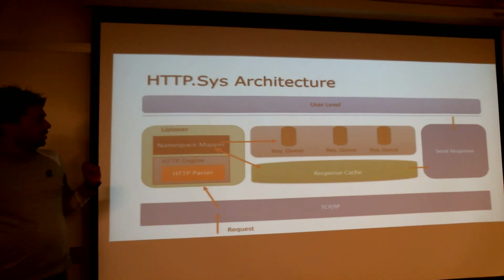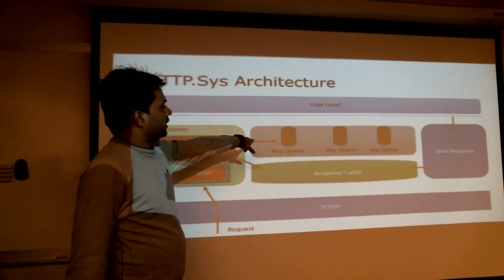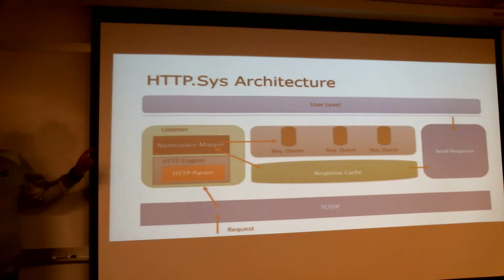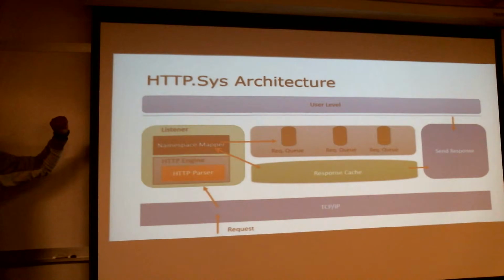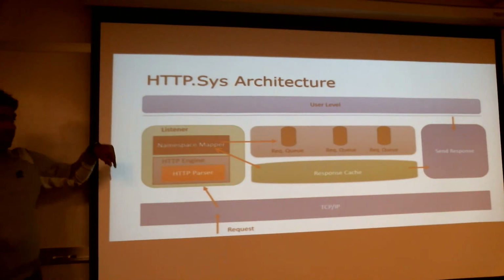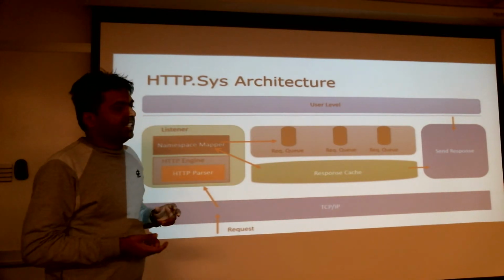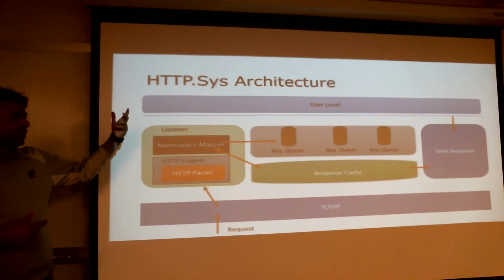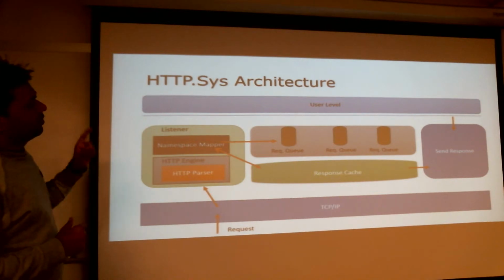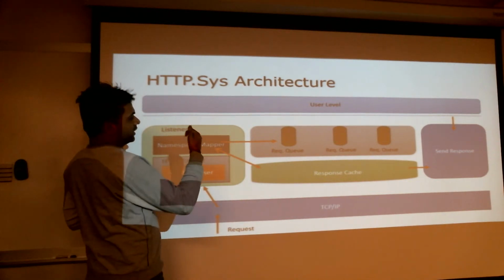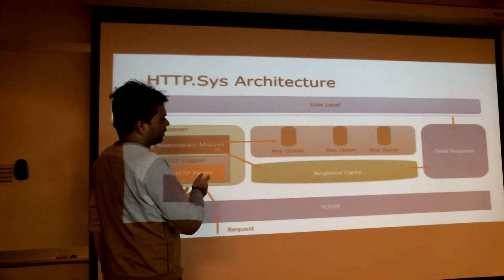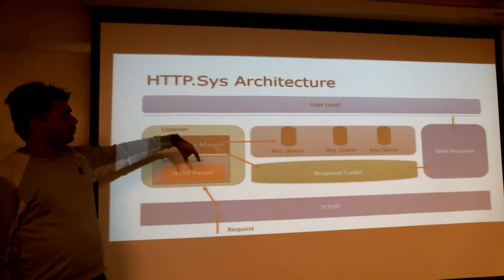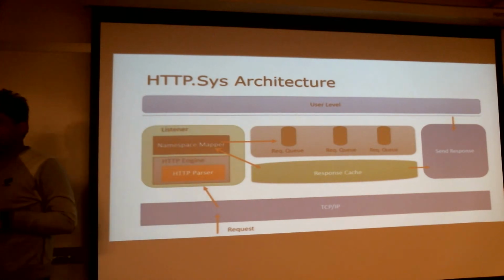If it is not there, then there are request queues that I'm showing. The request queues are at the user level. I've discussed application pools. For any application that you are going to deploy, you need to have an application pool, so that you set when you deploy on IIS. For each application pool, there's a unique request queue available. So if it is not available in the cache, it's going to put it in the right queue.